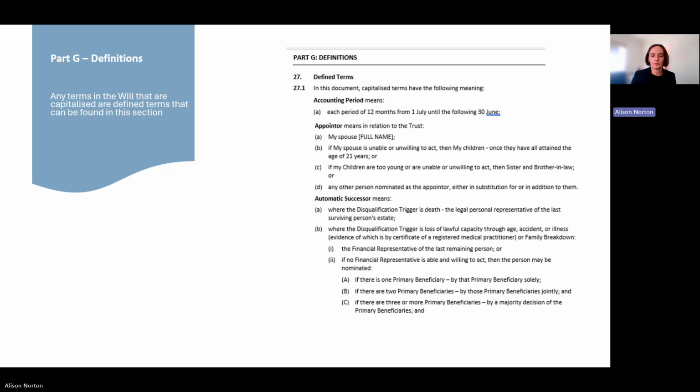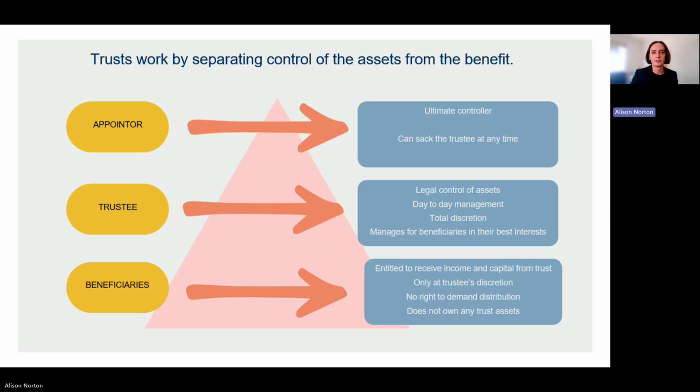And I just want to give you a reminder of this slide. We would have gone over this during our initial meeting. Just a bit of a recap that all trusts work by separating the ownership of the asset from the people that can benefit from it. The people that can benefit are the beneficiaries. There are different beneficiary classes and they are defined in the definitions section of your will. The beneficiaries can get the capital and income from the trust, but whether they get any money is at the complete discretion of the trustee.